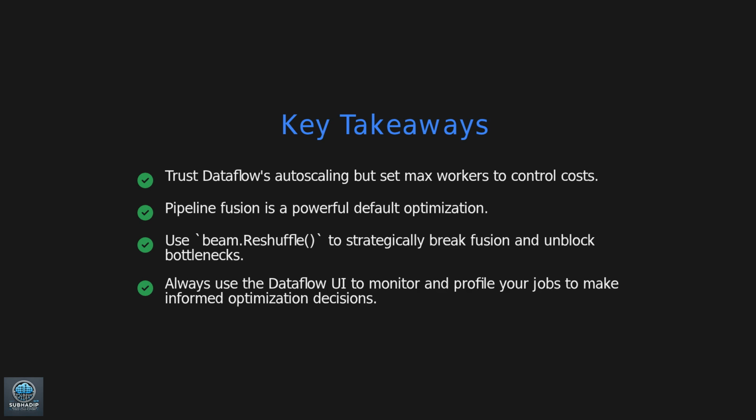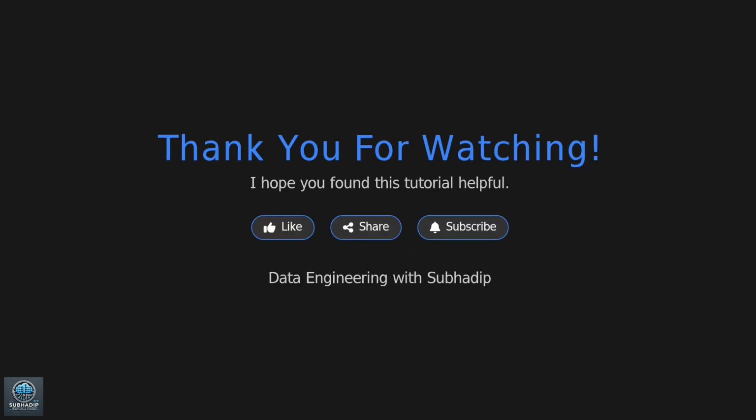before the slow part. So to summarize our key takeaways, first, let Dataflow's autoscaling do the heavy lifting, but always set guardrails like max workers for cost control. Second, understand that fusion is generally good and improves performance. Third, when you identify a bottleneck within a fused stage, use reshuffle to break the fusion and improve parallelism. And finally, none of this is possible without good monitoring, so make the Dataflow UI your first stop for debugging performance. And that's a wrap on optimizing Dataflow pipelines with autoscaling and fusion breaks.